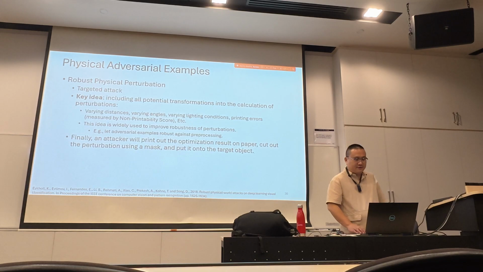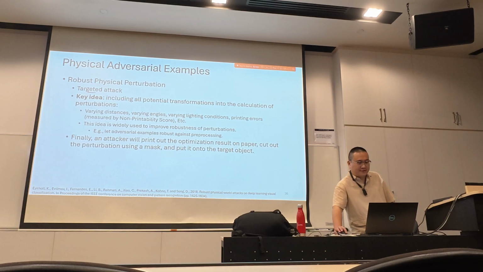Now let's talk about how to generate the physical attacks. And here we consider targeted attacks. For targeted attacks, it's more dangerous in the real world because we can control the predefined prediction for the model. And the key idea is that we just include all the potential transformations into the calculation of the attacks. For example, when we generate attacks, we need to explicitly consider the varying distance, the different angles, etc. So we need to formulate them into the generation of the attacks. For example, the printing errors, etc.